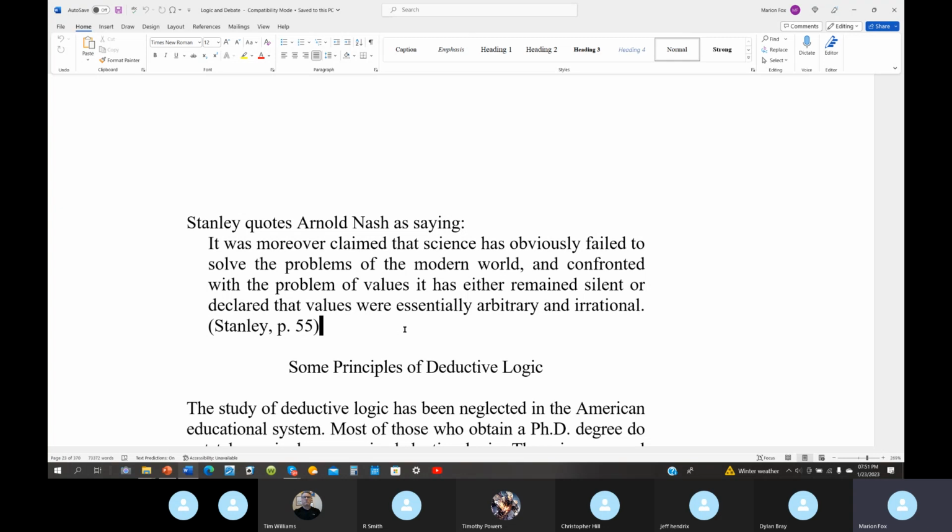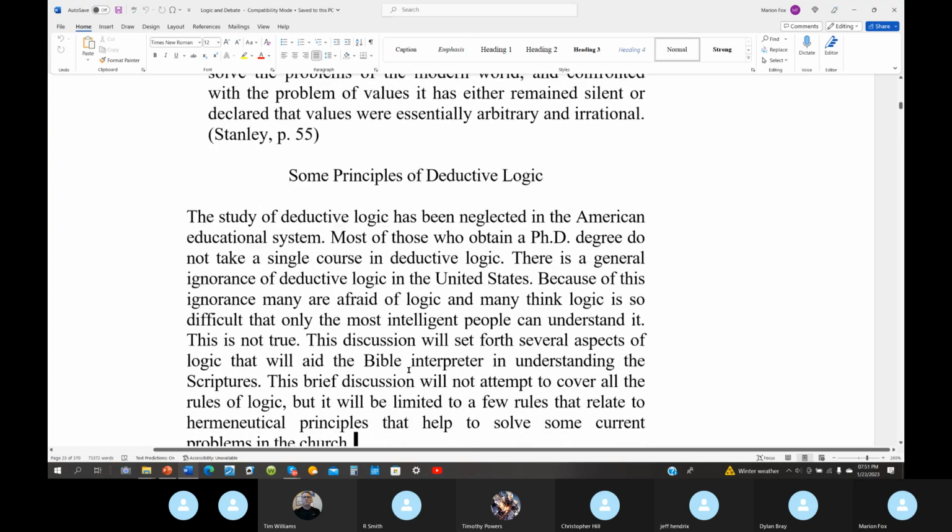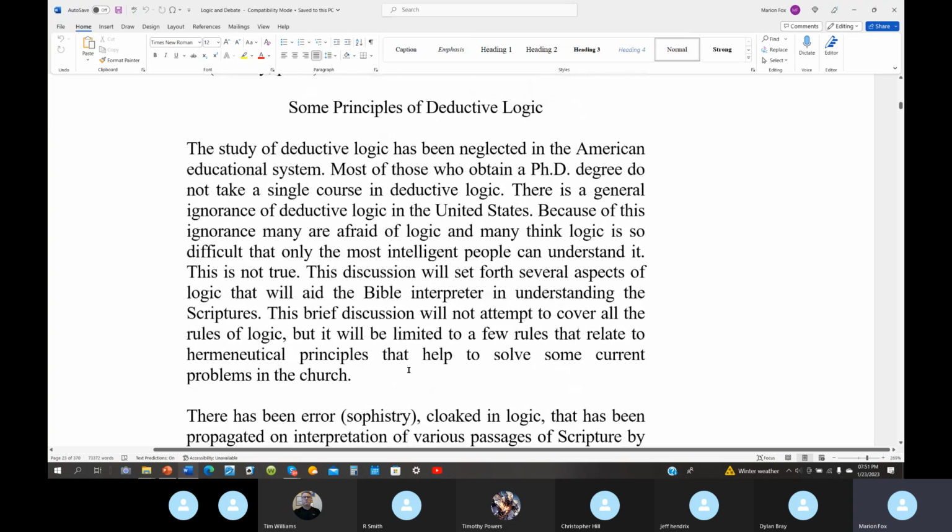I know this is pretty serious, but I have a bunch of this material in my flood book. And let's go into principles of deductive logic.